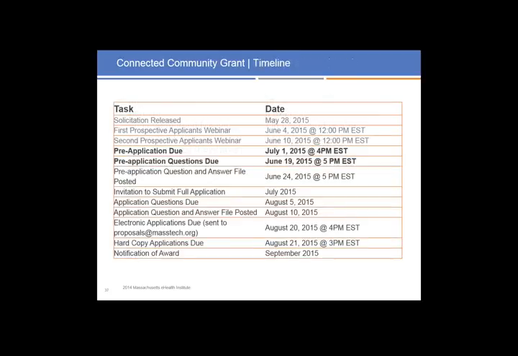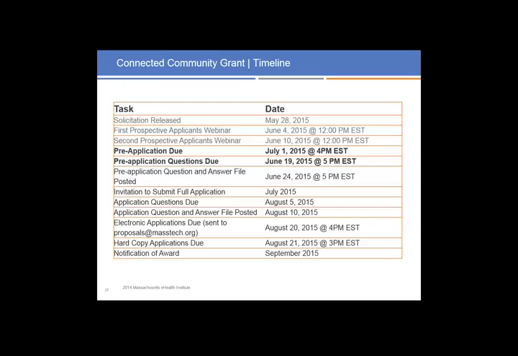So here's the timeline. Pre-applications are due July 1st. The next date before that one, pre-application questions are due on June 19th, and then we'll post the question and answer file by June 24th. Our intent is to post a file by early next week with the questions we've gotten to date, and then collect whatever the other questions come in through our email, and then post another one by June 24th.